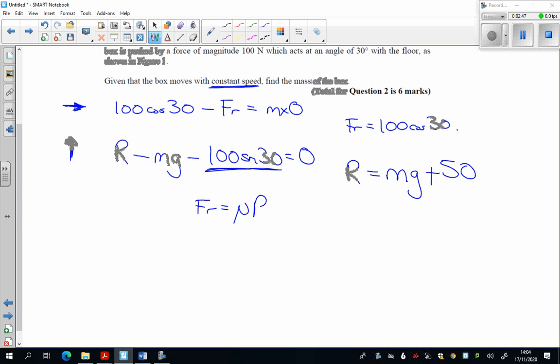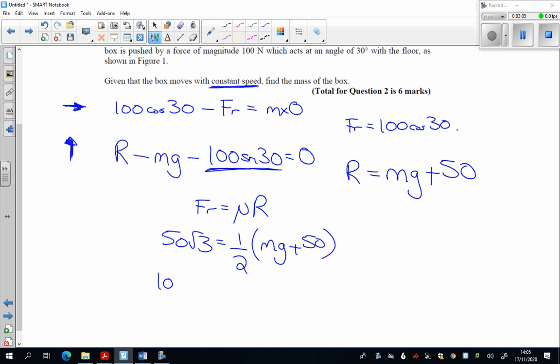And so I've now used my two force equations and I'm going to join them together because I know the rule is friction equals mu R. And the friction is 100 cos 30. 100 cos 30, I've got that as 50 root 3 here. Mu, we were told in the question, I've moved it up there, but it's a half mg plus 50.